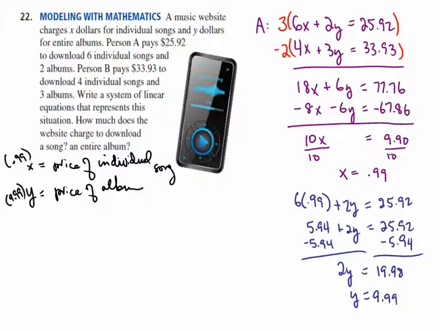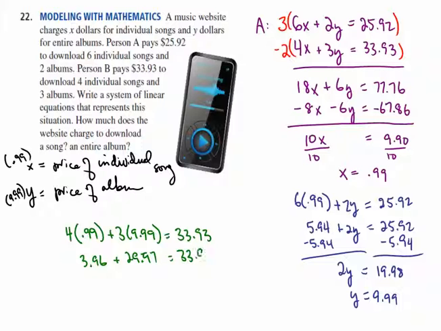Now we're going to check this by plugging both numbers into the second equation. 4 times 99 cents plus 3 times $9.99, and we want to see if that equals 33.93. So we have 4 times 99 cents is $3.96, and 3 times $9.99 is $29.97.